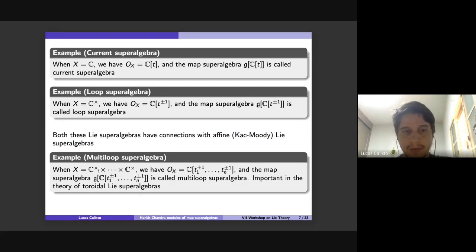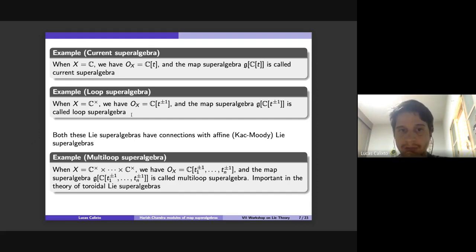So the last example I'm going to give is when we take the n-torus. Here we have C star times C star, n times, and the ring of regular maps is just the Laurent polynomials in n variables. The map superalgebra associated to this data is the multi-loop superalgebra, and this is important in the theory of toroidal Lie superalgebras, right?